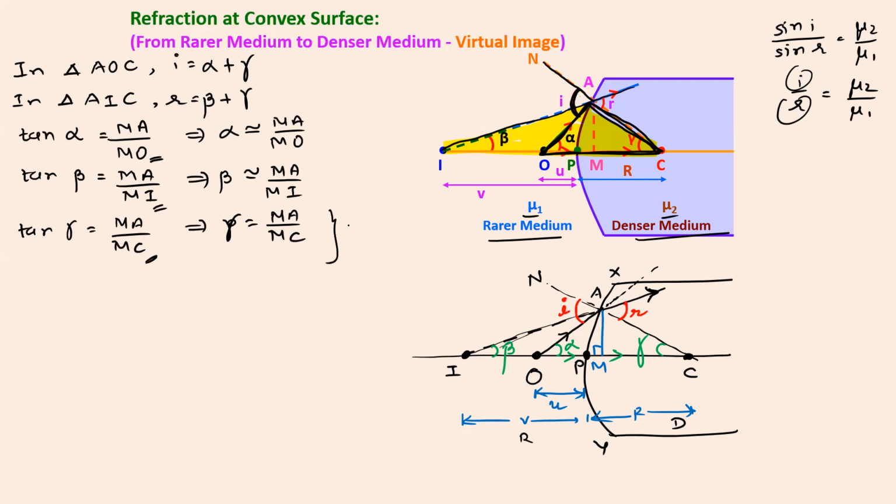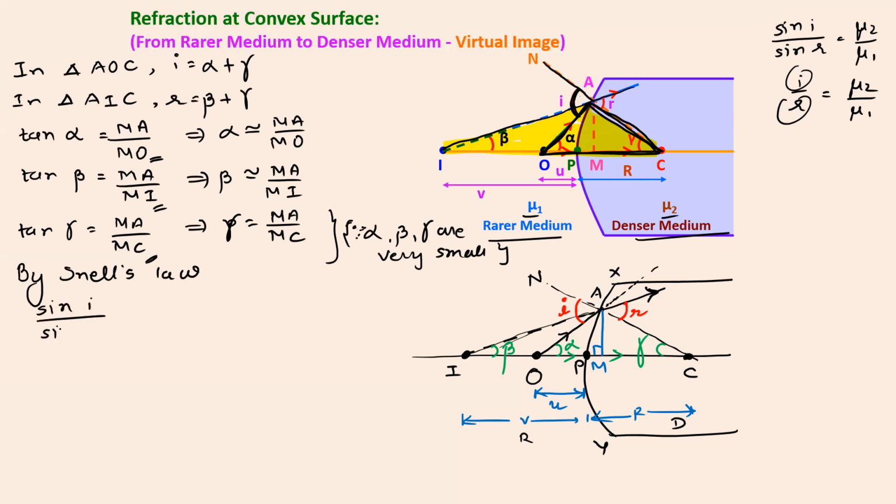Why could we take this manner? Since alpha, beta, gamma are very small. So by Snell's law, sin i by sin r is equal to mu2 by mu1. So i by r is equal to mu2 by mu1. How can I do this?